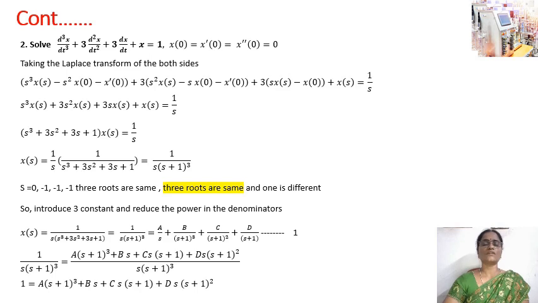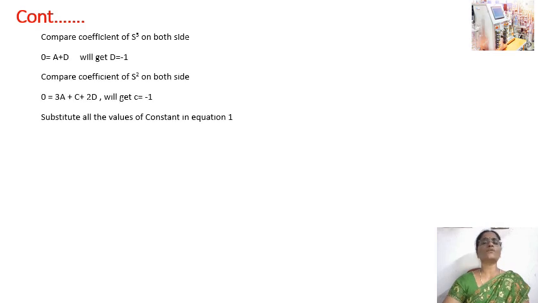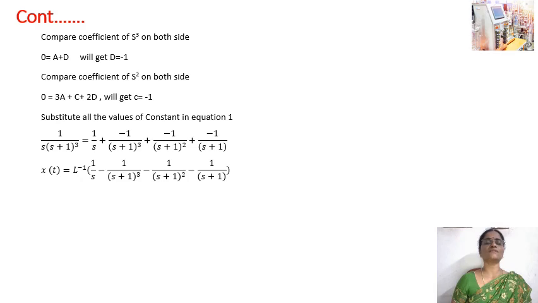In that, if you are equating the numerator, substitute different values for s. For example, if you substitute s equals 0, you can find the answer for a. But if the roots are same, you cannot go with the substitution only, so you have to expand the whole equation. After expanding the equation, you can compare the coefficient of s cube on both sides. You can get the answer for d. Then if you compare the coefficient of s squared on both sides, you can get the answer for c. Then substitute all the values in the equation. Then take Laplace inverse of that equation.